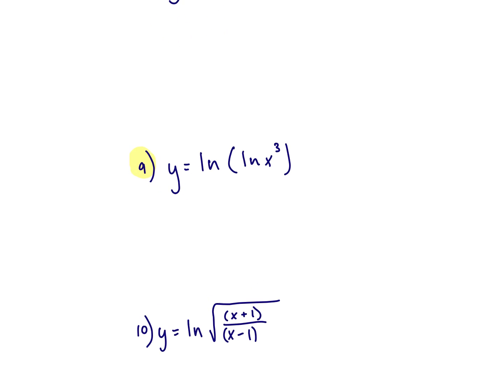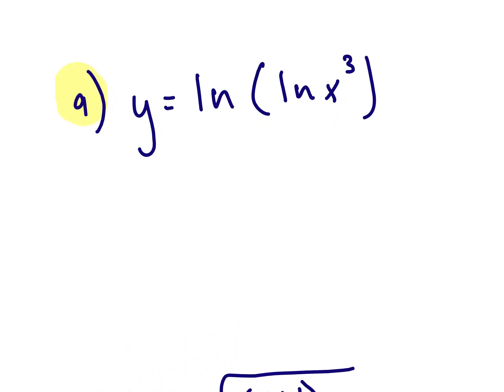Perfect. Let's do 9. So 9, we did something similar like this in the notes. It looks different than what we've been doing because we've got 2 ln's, but it's kind of the same thing. We're going to take the derivative of our ln. What we have on the inside is going to go on our denominator. So ln of x cubed would go in the denominator. And then the derivative of that would go in our numerator.